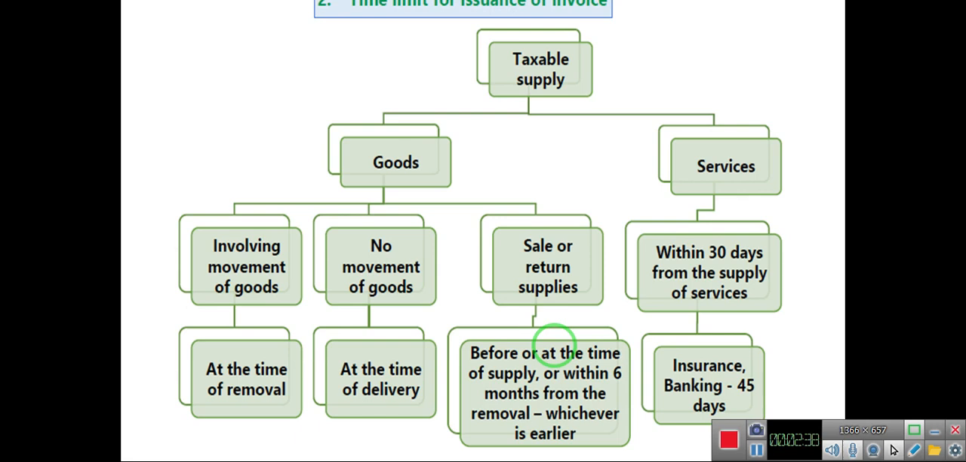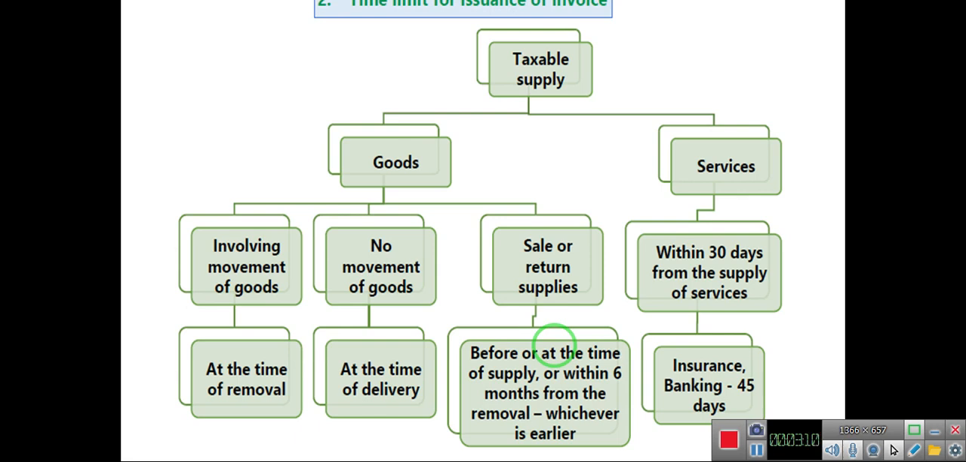In case where the supply does not involve movement of goods, the time of delivery will be the time limit for issue of invoice. When the goods are supplied on sale or return basis, in that case the time limit for issuance of invoice will be before or at the time of supply or within 6 months from the date of removal, whichever is earlier.